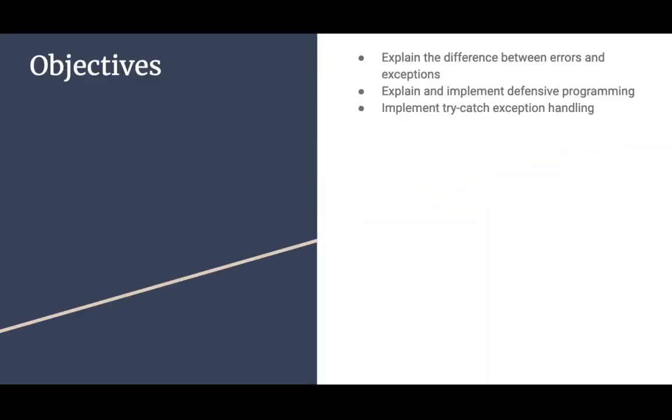The objectives of today's video: we're going to explain the differences between errors and exceptions, and we're going to explain and implement defensive programming. So I'll give you an idea of what that looks like and why we might want to do it. And then finally, we'll implement try-catch exception handling in our programs, which will enable us to recover from those unexpected encounters of invalid input that you may have just accidentally already seen in your own programs when you're prompting for a particular type of input data and you get another kind. We'll look at how to deal with that in today's lesson as well. So without further ado, let's get it.